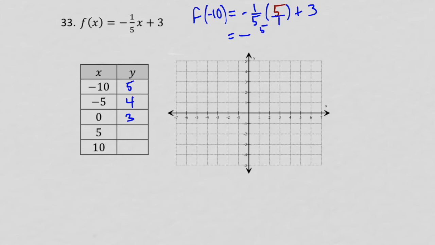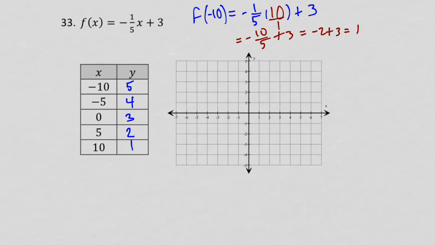This is 5 over 1, by the way. 5 over 5, right? Numerator times numerator, denominator times denominator. Plus 3. That means negative 1, because negative 5 over 5 is negative 1 plus 3, which is 2. So that gives you 2. And the last one, which is 10. Plug in 10. Negative 1 over 5 times 10 over 1. That's negative 10 over 5 plus 3. That's negative 2 plus 3. That's 1.